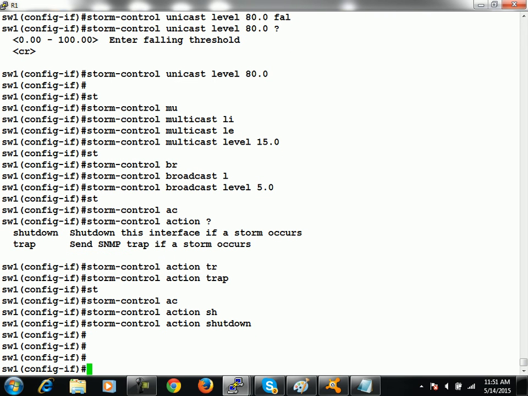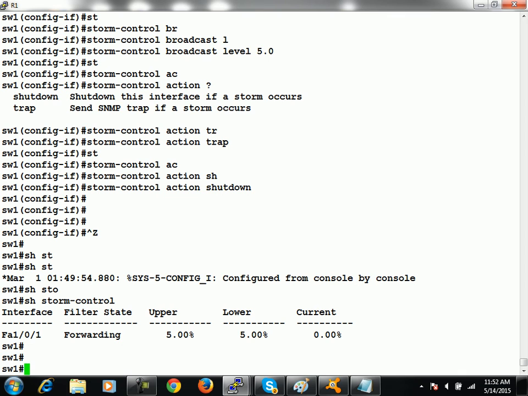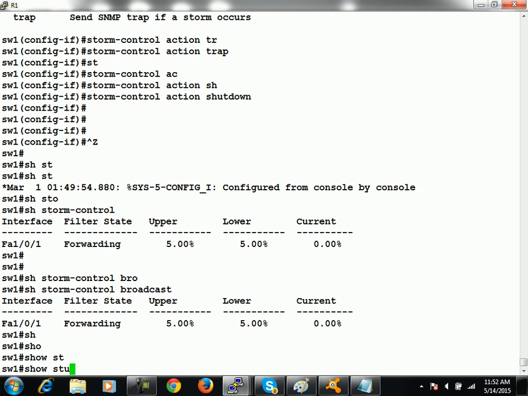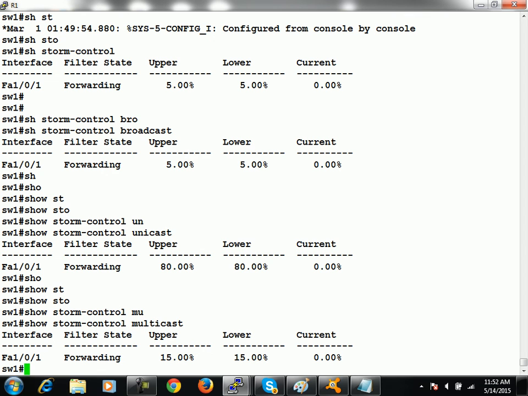So this time I hope that you have understood all these things. Fine. And now let me show you. Show storm control. This is for broadcast only. So you can also specify here: show storm control broadcast, show storm control unicast, show storm control multicast. In this way you can check your output of storm control, and it is showing you per interface. This time we configured storm control for this specific interface only, and tomorrow I will prove all these things, that if you reach its maximum threshold value, the rising threshold value, then it will immediately put your interface into error disabled state.